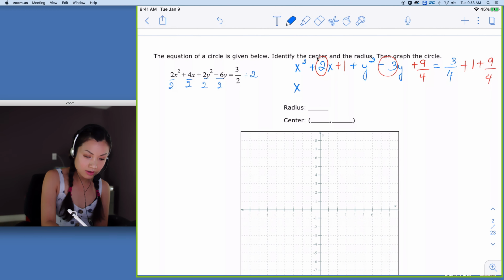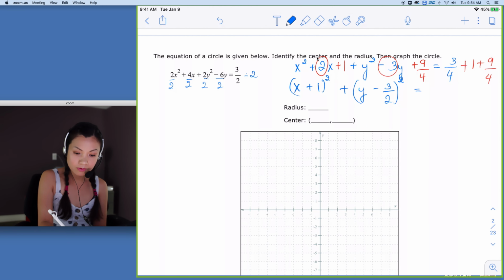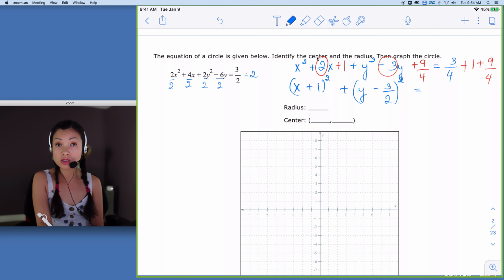We're going to factor: x plus 1 squared plus y minus 3 over 2 squared. Over here, for the radius, we can just perform the LCD.